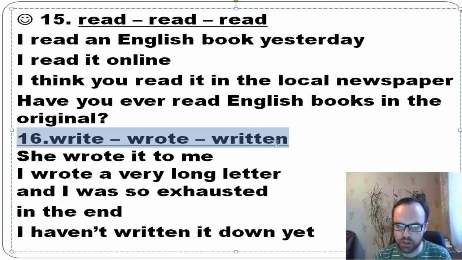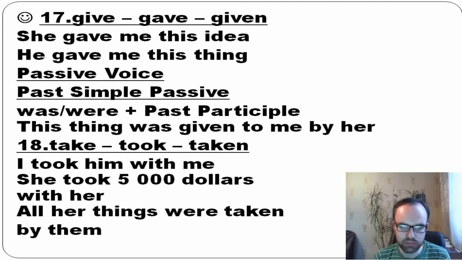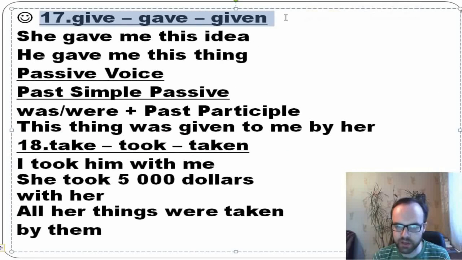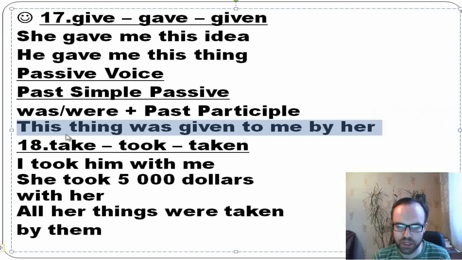Write, wrote, written. She wrote it to me. I wrote a very long letter, and I was so exhausted in the end. I haven't written it down yet. Give, gave, given. She gave me this idea. He gave me this thing. Yes, and just one more example in passive voice, past simple passive. So we form it this way, was, were plus past participle. So please have a look. This thing means it, so we use was. This thing was given to me by her.